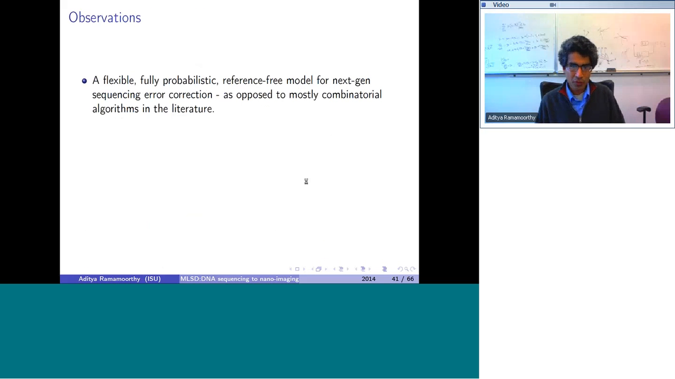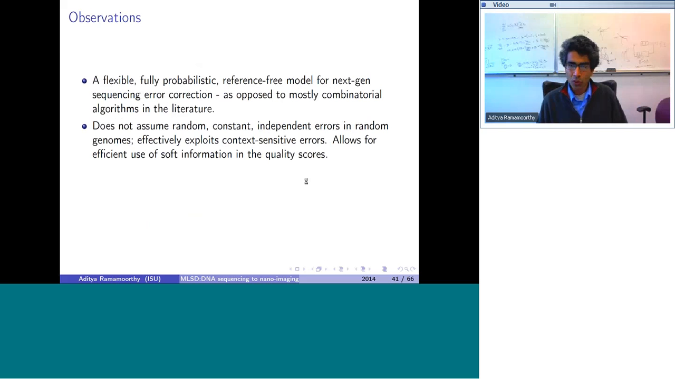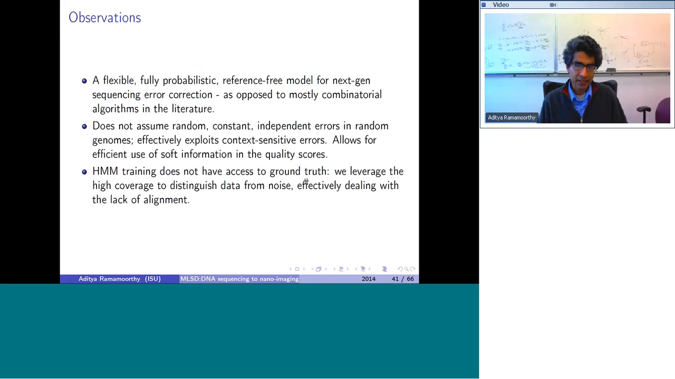Some observations. So it's basically a fully probabilistic, and it's a reference free model for next-gen sequencing error correction. We don't assume any constant or independent errors, and so we actually model this context sensitivity that gives us the gain. And we basically don't have any training data here. This HMM framework allows us to effectively deal with this lack of alignment that exists in this DNA sequencing problem.